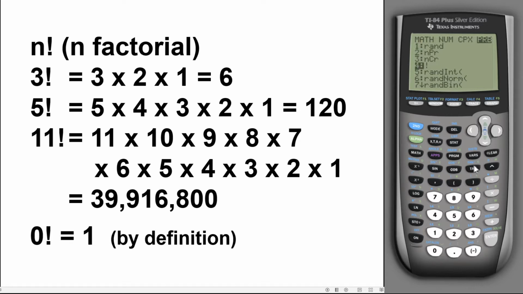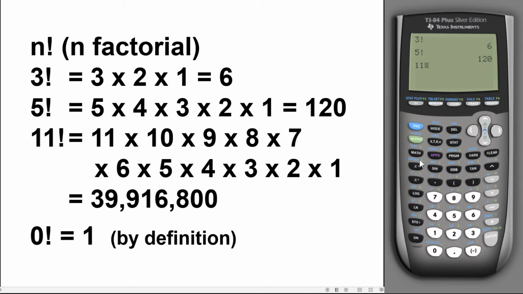But what you don't want to do is to actually click the Factorial right away. You want to enter the number first, in this case 3, go to Math, go to Probability, then choose the Factorial. This will represent 3 times 2 times 1, which will produce 6. If we're going to find 5 factorial, press the 5 first, hit Math, over to Probability, down to Factorial, then hit Enter. This will be 5 times 4 times 3 times 2 times 1, which is 120.